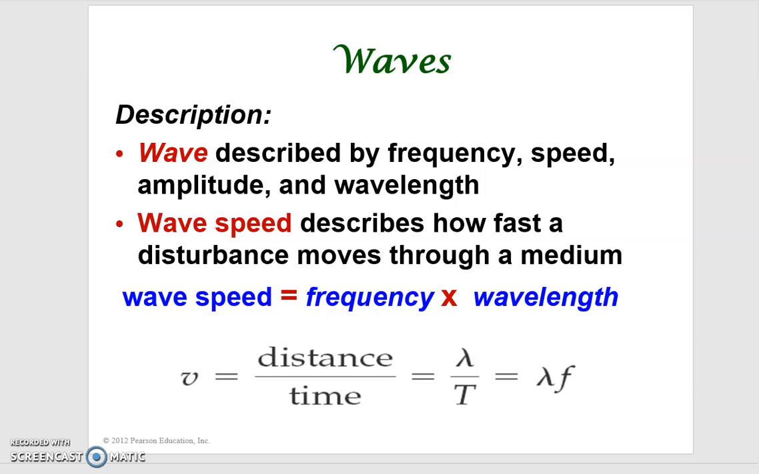Now let's go to chapter 10. So when we try to study the concept of a wave, it can be described by a frequency, speed, amplitude, and wavelength. But what are the frequency, speed, amplitude, and wavelength? So let's focus on the wavelength first.